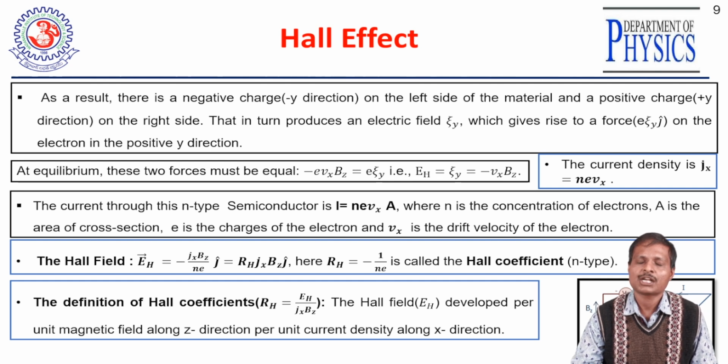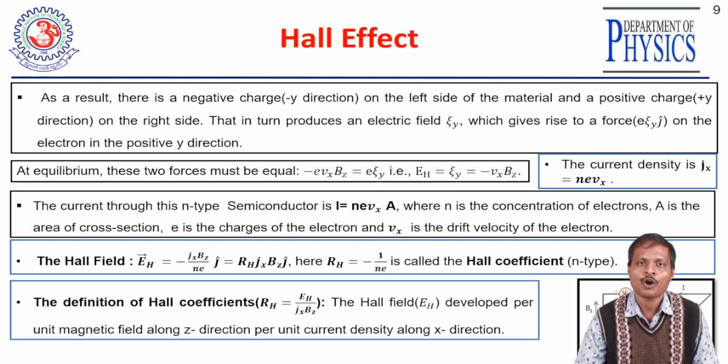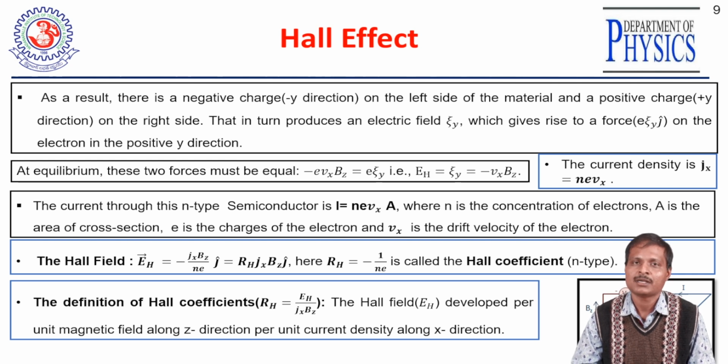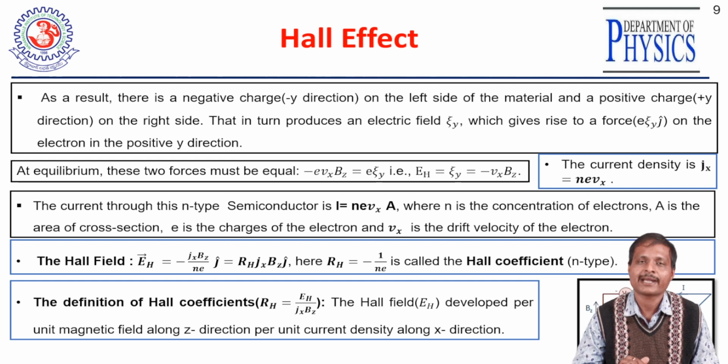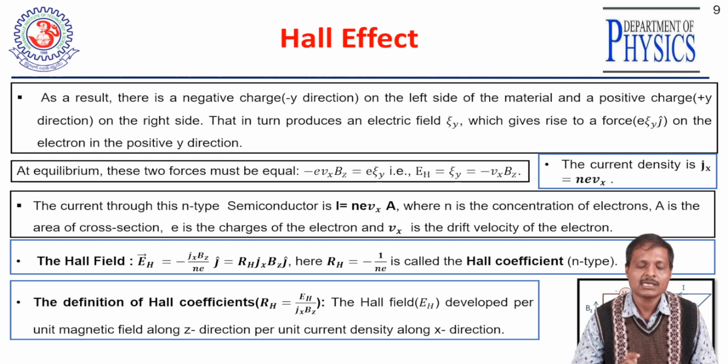What is the direction of this force? This force will act on the electron. The electron has negative charge, so the direction of this force is the plus y direction, that means in the j direction. What is the magnitude of this force? That is eEy, in the positive y direction.